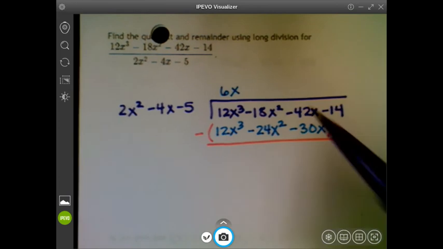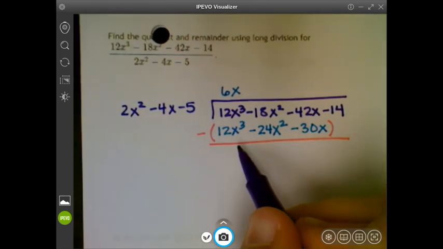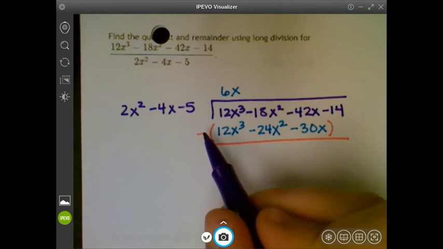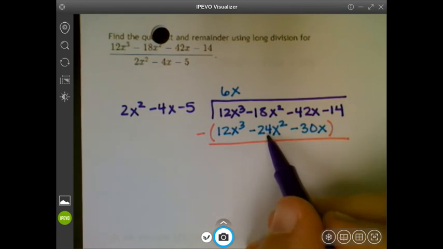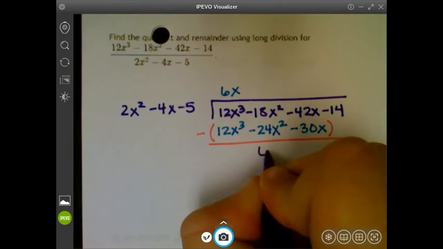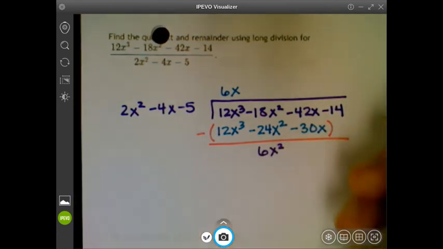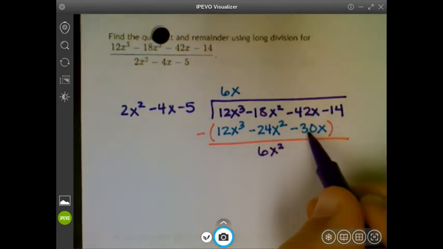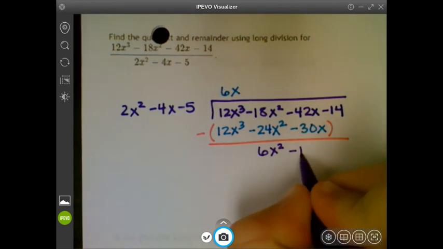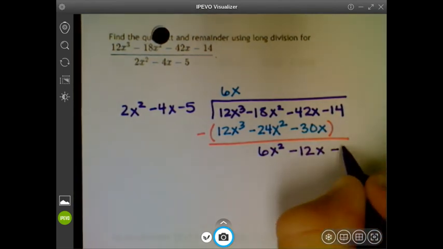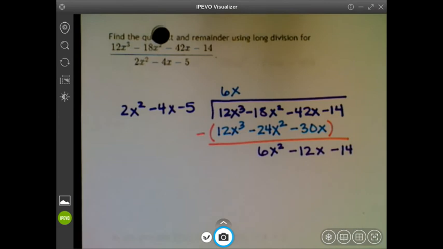So subtracting, once again, that first term should always go away. We have negative 18 minus negative 24. So it would be negative 18 plus, which would make this a positive 6x squared. Negative 42 plus, again, plus 30. So it would be a negative 12x. And then that negative 14 will just come down because it didn't have anything to subtract from it.